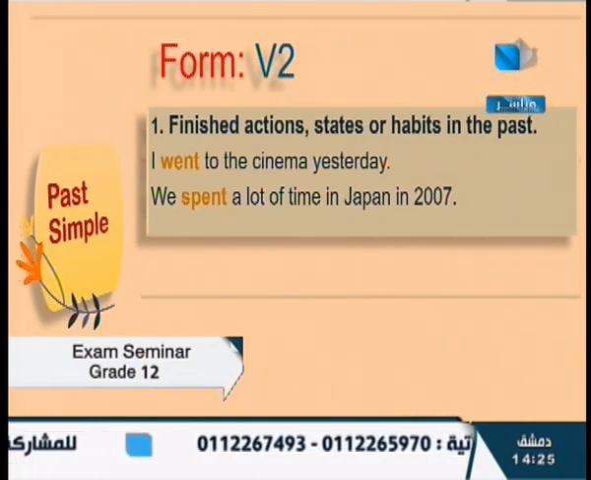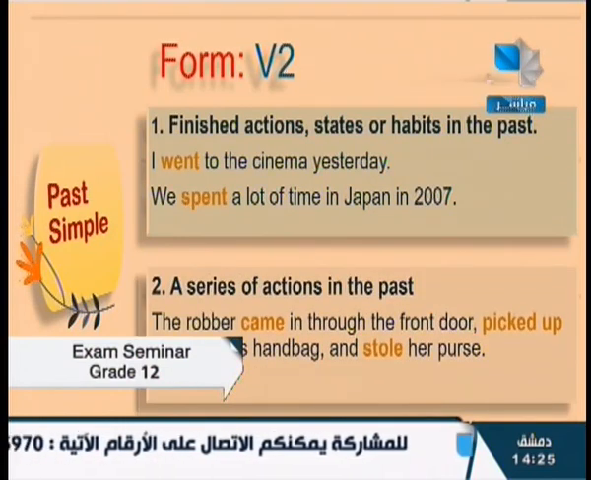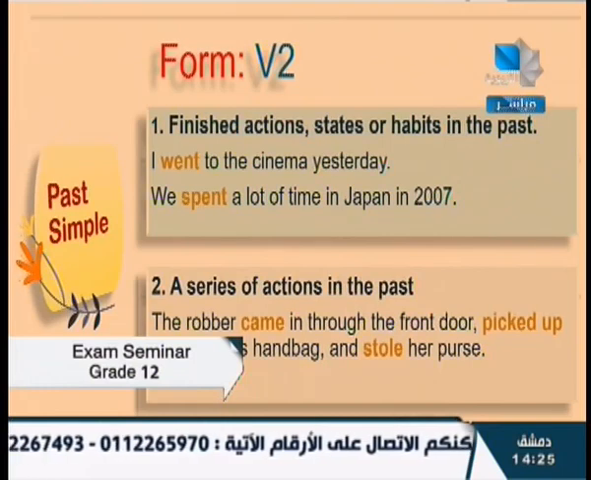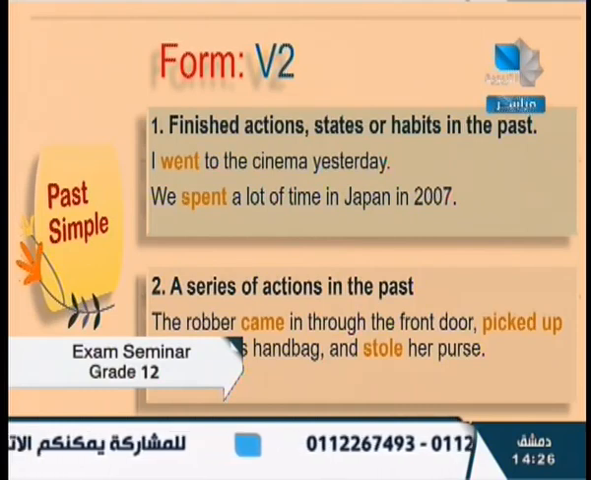A second use, a series of actions in the past in the order that they happened. For example, the robber came in through the front door, picked up the woman's handbag, and stole her purse. So here, a lot of events or actions happened one after another. So we can use the past simple to talk about that. Words like came in through the front door, picked up, mean then he picked up the woman's handbag, and then or finally stole her purse. So 3 events or 3 actions, one after another, indicate the sequence of events.